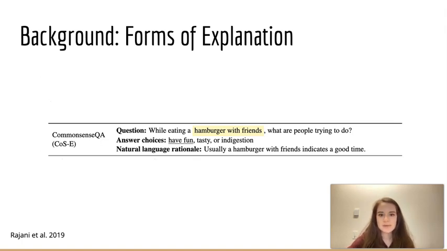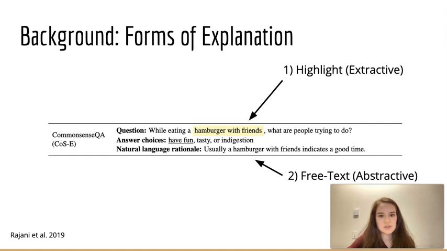Here's an example from the Common Sense QA dataset. The question is, while eating a hamburger with friends, what are people trying to do? The answer choices are have fun, tasty, or indigestion, and the correct answer choice is have fun. The COSI dataset is a dataset of human annotated explanations that has been collected on top of Common Sense QA. Here, a human annotator has written the following highlight or extractive explanation, which is a subset of the input tokens. They've highlighted the phrase hamburger with friends to explain the label have fun.